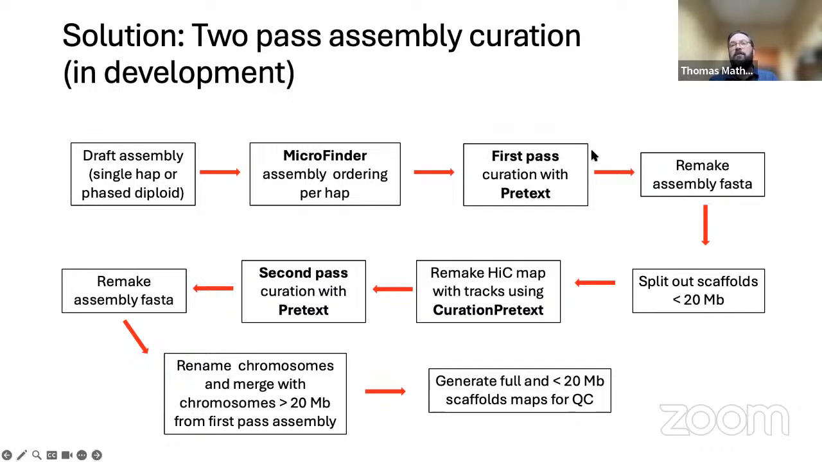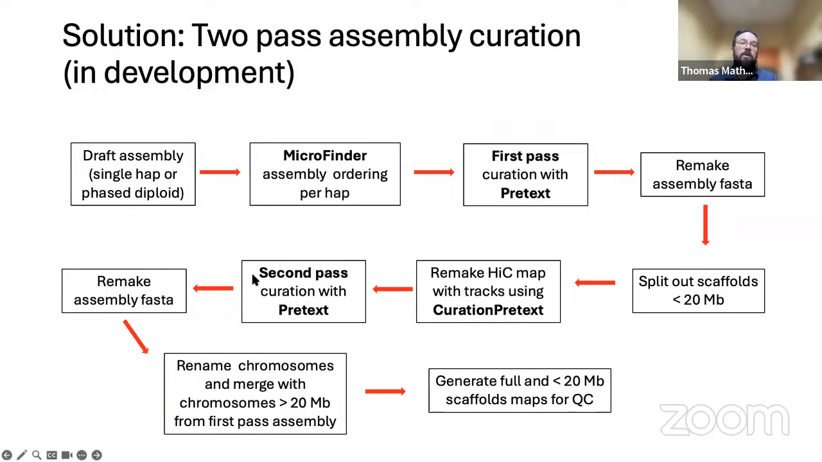We're calling this a first pass curation in PretextView. We then remake the curated assembly FASTA file, split out all the scaffolds which are shorter than 20 megabases into a separate FASTA file, and remake that map. There's a tool called Curation Pretext, which is a Nextflow pipeline which enables you to generate the map and all the information tracks at the same time very easily. So we use that to regenerate the map.